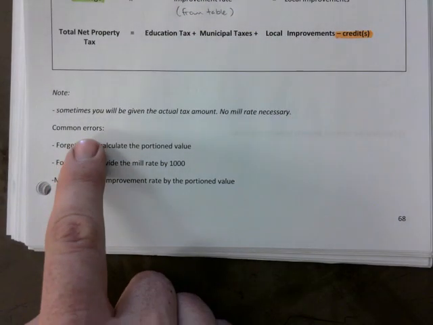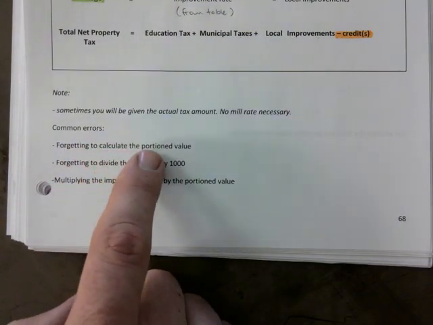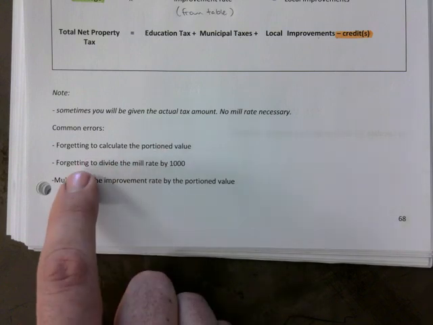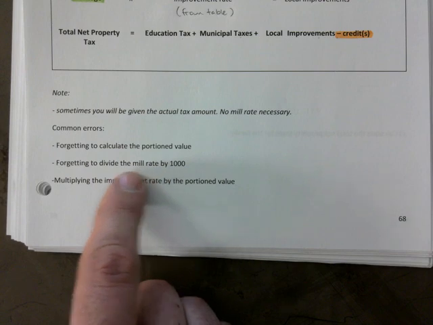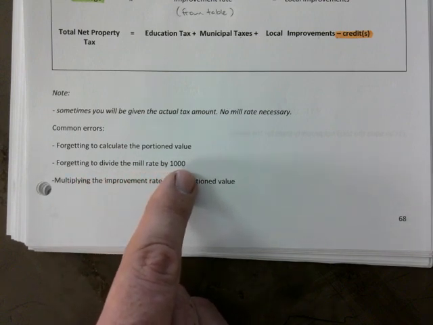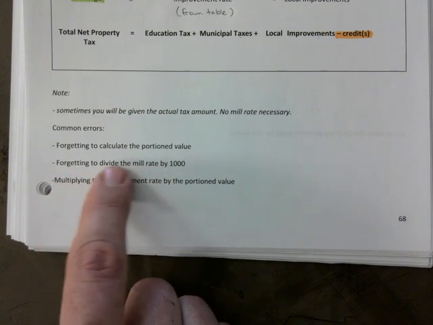Some common errors: forgetting to calculate the portion value, forgetting to divide the mill rate by 1,000. That is by far the biggest. So your property taxes are like $200,000. I don't know. I wouldn't want to live in that world.